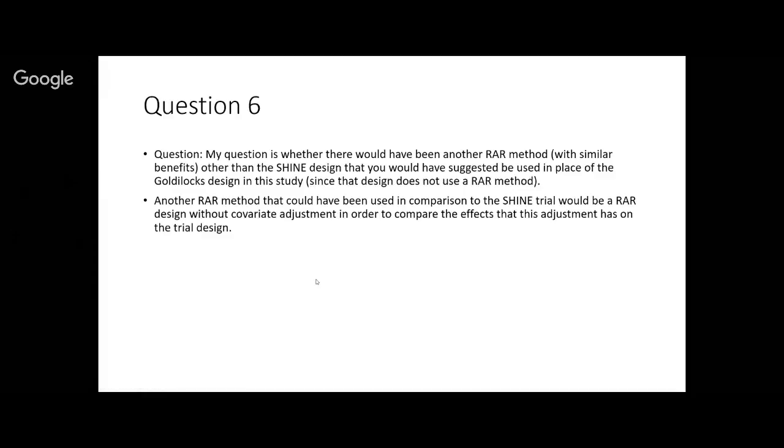The next question: would there have been another RAR model or method with similar benefits, other than the SHINE design, that you would have suggested be used in place of the Goldilocks design? Another RAR method that could have been used in comparison to the SHINE trial would be a RAR design with covariate adjustment in the final analysis, in order to compare the effects between the different methods of the response adaptive randomization design.